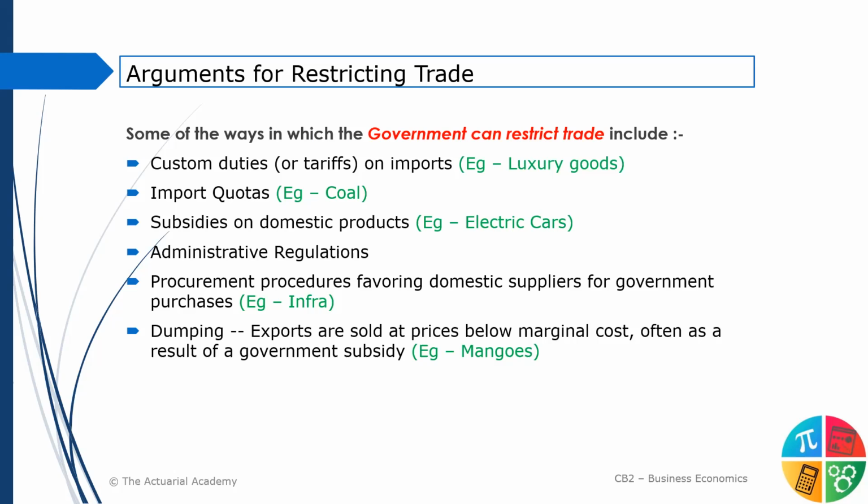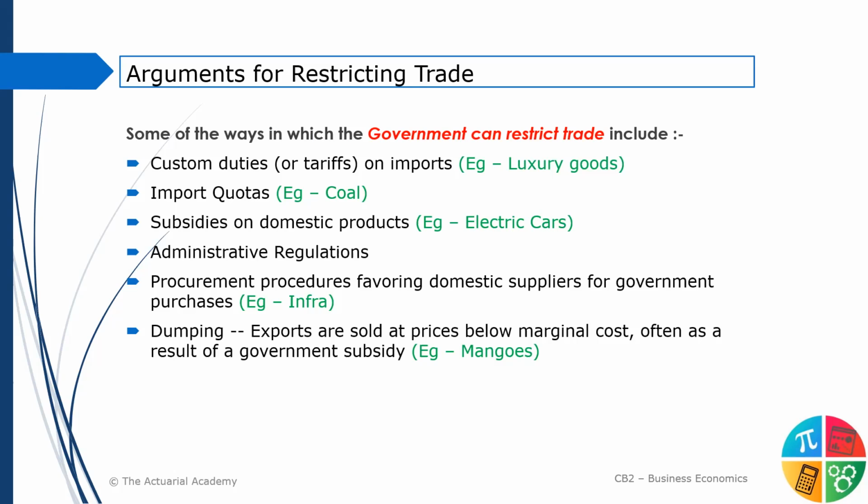Then dumping. This is another example where exports are ideally sold at prices below marginal cost, often as a result of a government subsidy. Dumping occurs, just an example, with mangoes. India would export mangoes at a cheaper rate so that more and more mangoes are exported as a result of government subsidy, encouraging the production of mangoes and domestic trade, and reducing imports. I know mangoes are not imported, but if there's some other product, the government can provide subsidies on export. Let's say electric cars.